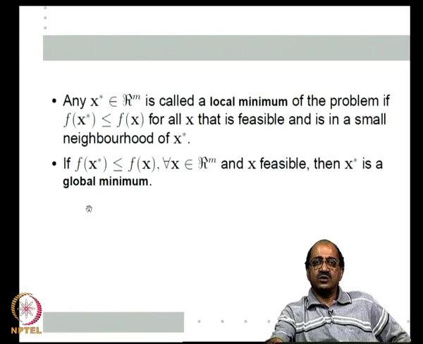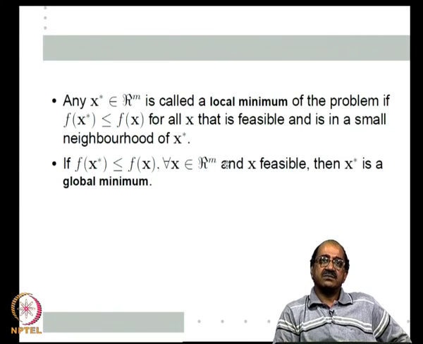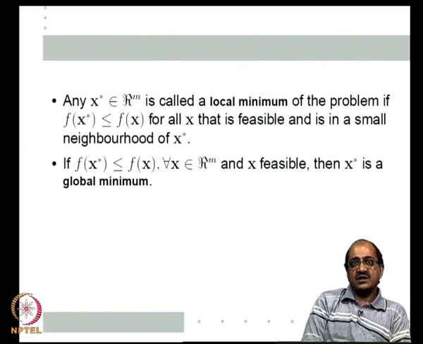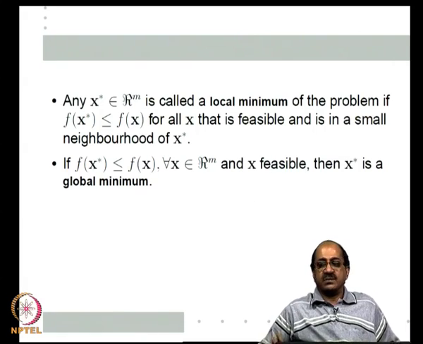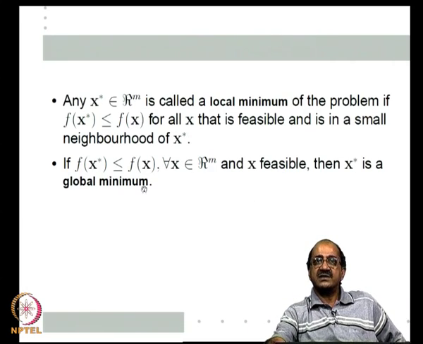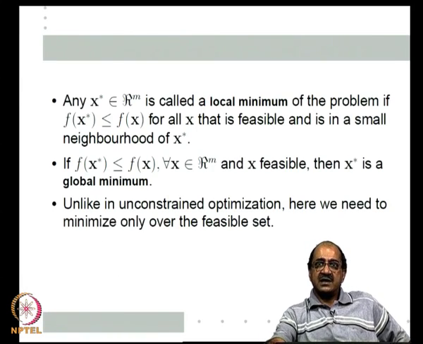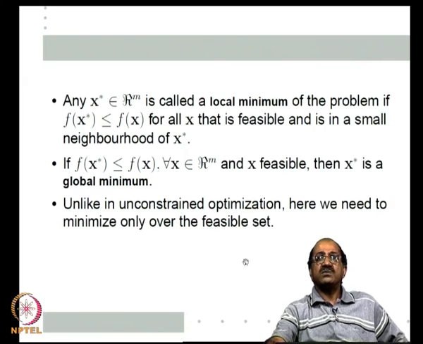Similarly, for a global solution, I want this to be satisfied by all x in Rm, but only those x which are feasible. So, normally with unconstrained minimization, x star is a global minimum if f x star is less than f x for all x in Rm. Now, for the constraint problem, it is a global minimum if f x star is less than f x for any x in Rm that is feasible. X in Rm that are not feasible do not have to satisfy this, right. That is essentially what a constraint optimization problem is. Unlike an unconstrained optimization, here we need to minimize only over the feasible set.